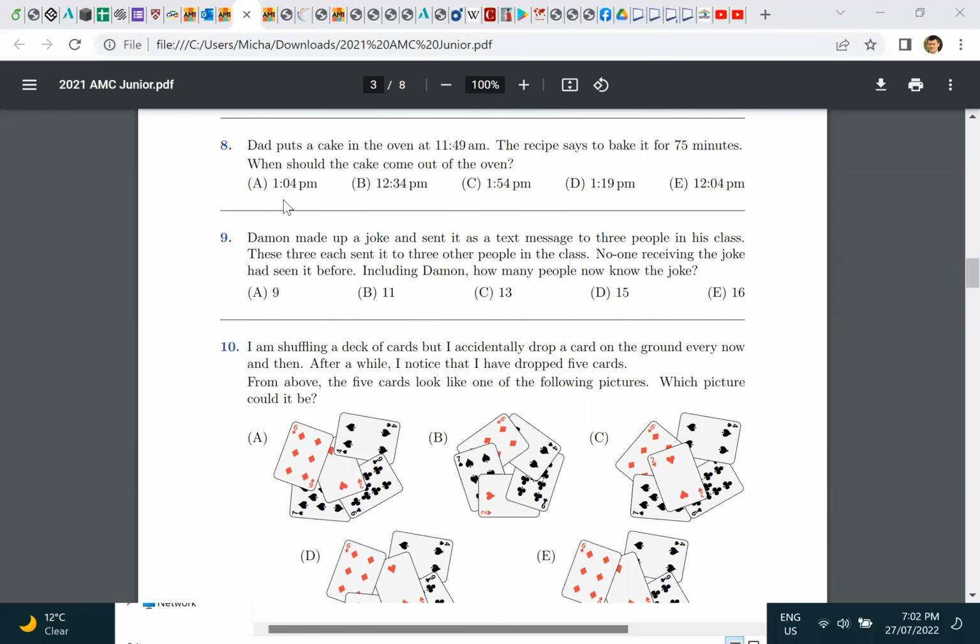Are you sure? Okay, so yeah. So 12:49 is 1 hour. And then it's 1:04, yeah? Yeah. Okay. It is A.